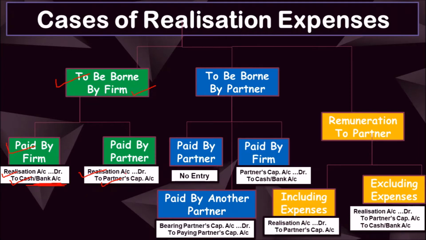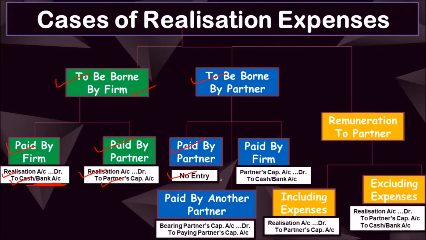So remember here, in the case where the realization expenses are to be borne by the firm and paid by the partner, what entry is going to be passed? Realization account debit to partner's capital account. Now let's move on to the second category, realization expenses to be borne by the partner. In that case, very simple one: if to be borne by the partner and paid by the same partner, in that case no entry in the books of the firm.